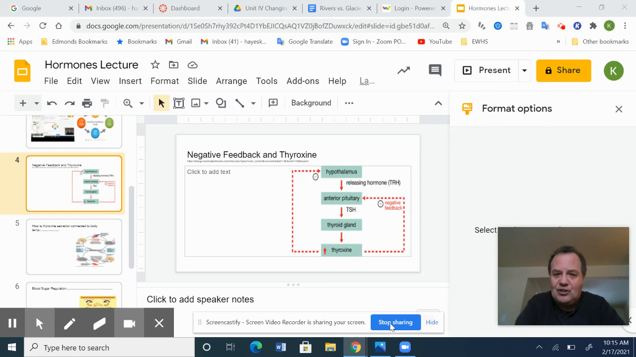thyroid gland in the neck region, and it causes the thyroid gland to release thyroxine, which has effects throughout the body. Negative feedback, meaning if that builds up too high in the blood, it's sensed by the hypothalamus or the anterior pituitary, and it shuts down the releasing or the stimulating hormones, which shuts down the thyroxine.